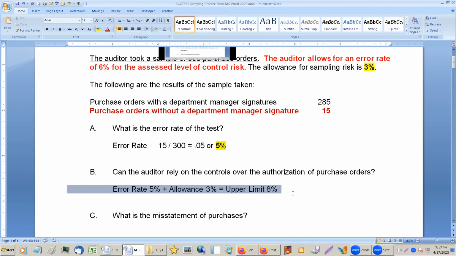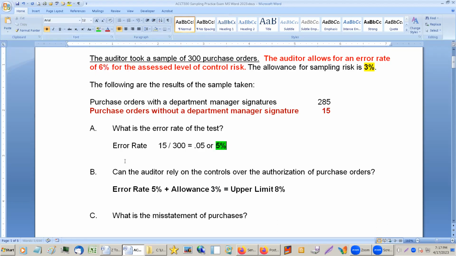Okay, so it'll kind of look like this. The allowance of 3%. I'm going to make these a different color. I'm going to make this one green. So we have an error rate of 5%. We have an allowance of 3%. So the upper limit is 8%.